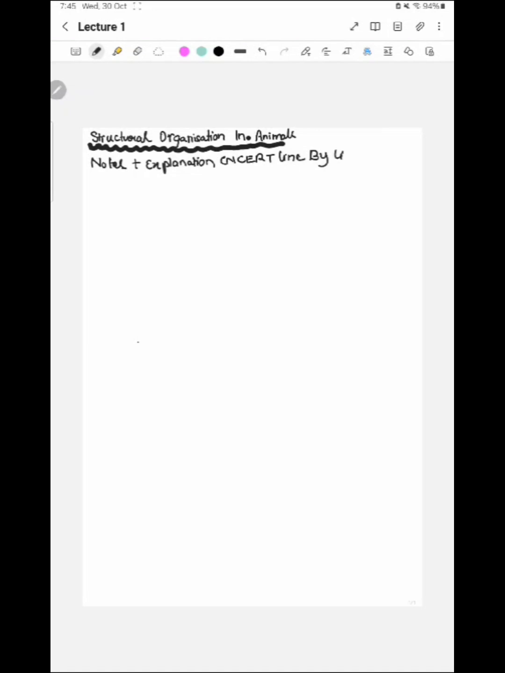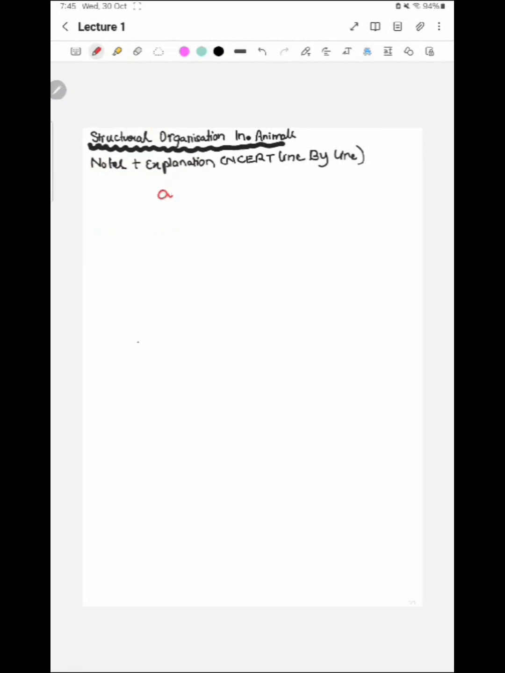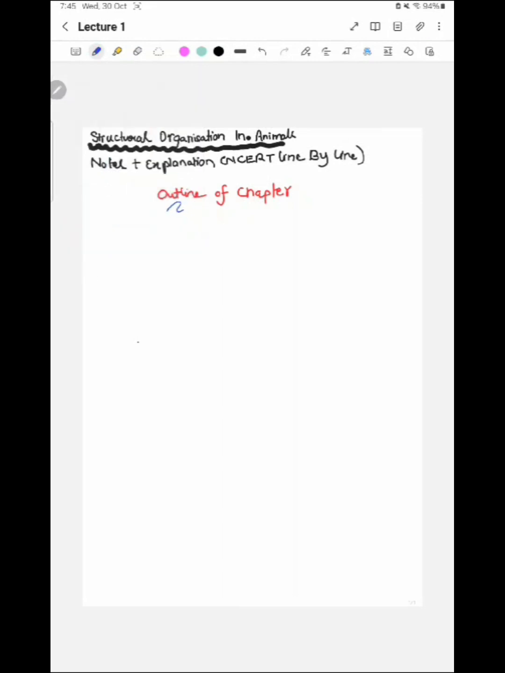Okay, so basically in this chapter I will give you the outline of what we are going to study. The outline of the chapter is, we are going to study about tissues and the types of tissues.